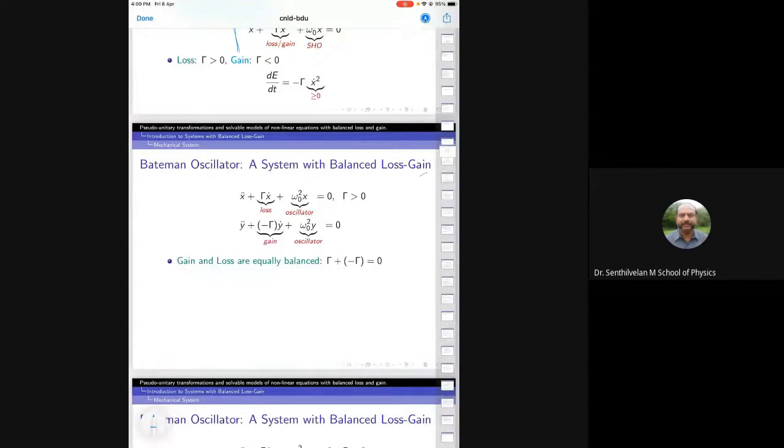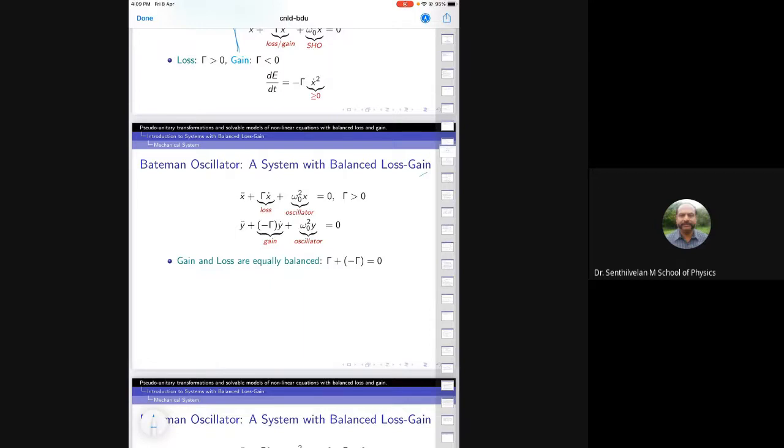Now, what do we mean by balanced loss gain? If you note carefully, you can see that the coefficient of the loss term is gamma, and the coefficient of the gain term is minus gamma. So if you sum them up, gamma plus minus gamma is equal to 0. This is a very elementary definition: the coefficients of the loss term and gain term sum to 0. So that's a balance. Gain and loss are balanced.